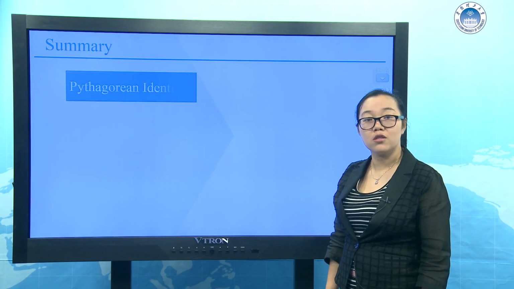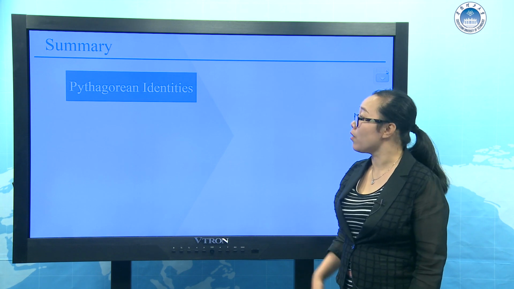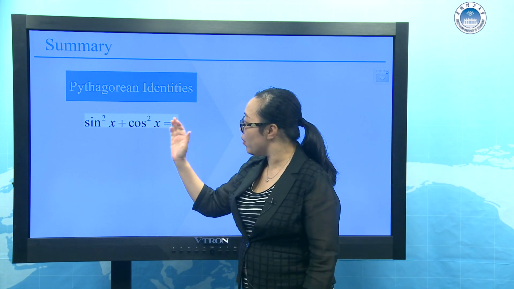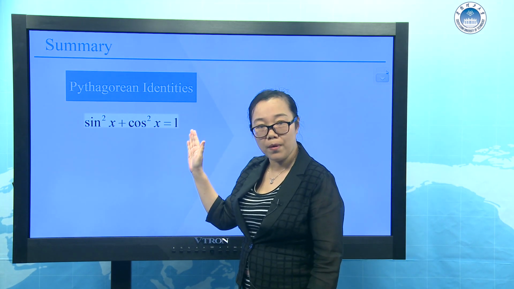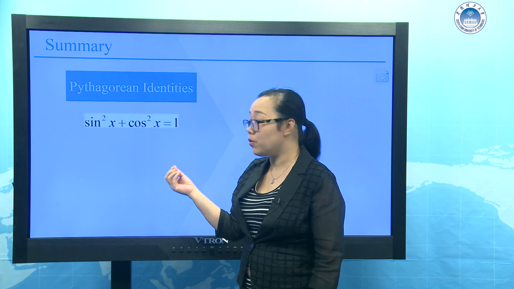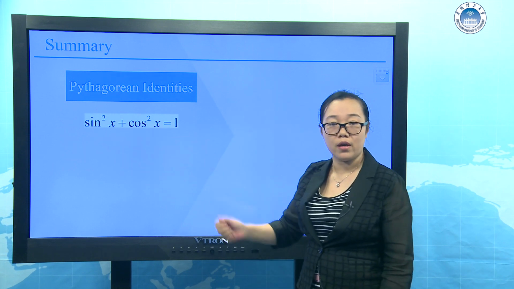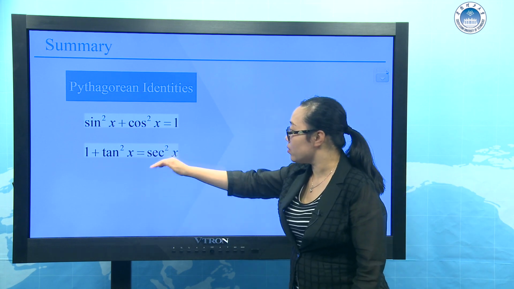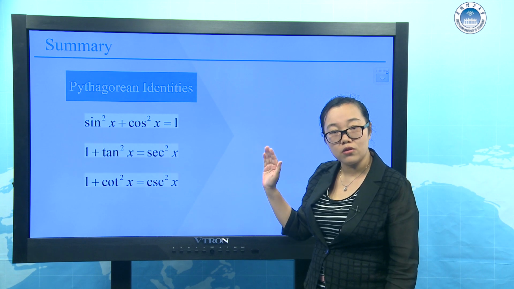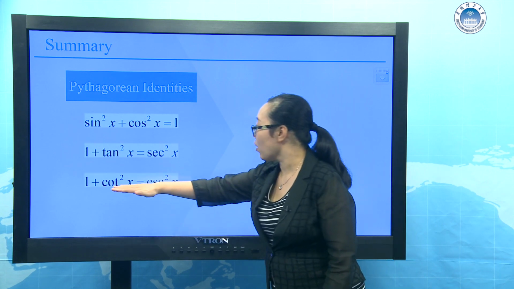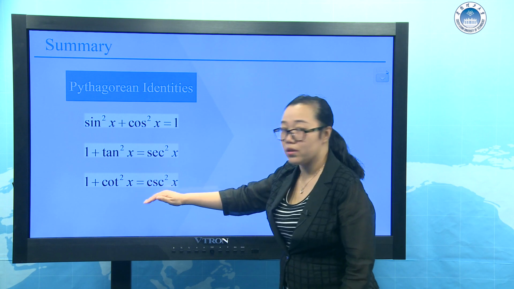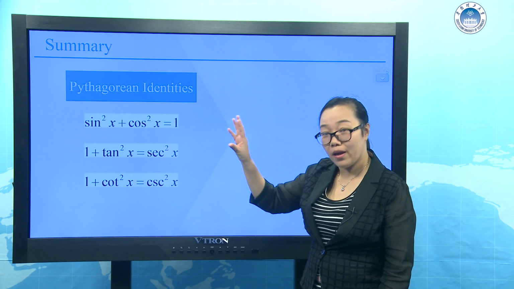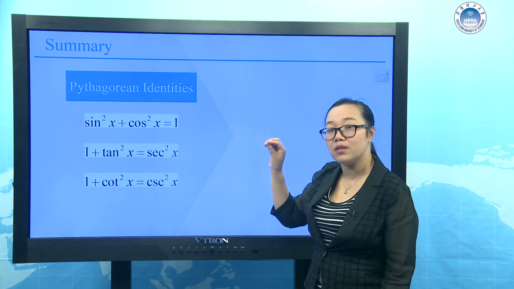Now look at the following summary. Try to remember the following identities. The first, sin s squared plus cosine s squared equals 1. There is a relationship between sin s squared and cosine s squared. Second, 1 plus tan s squared equals secant s squared. The third, 1 plus cotangent x squared equals cosecant x squared. Try to remember, like the form a squared plus b squared equals c squared.